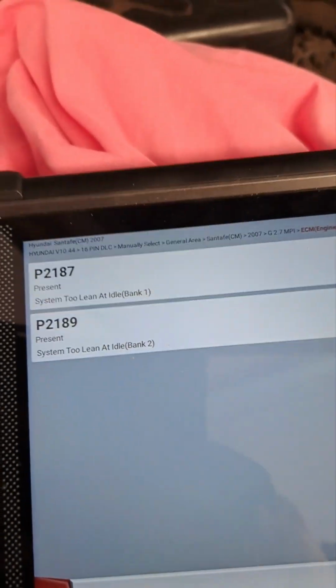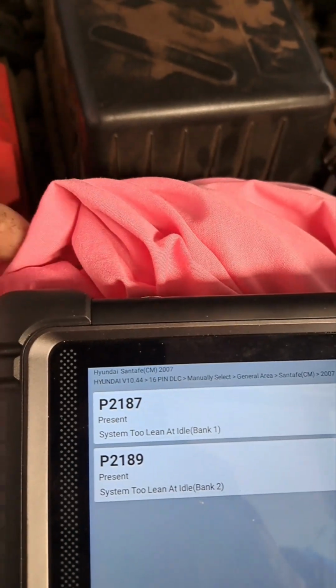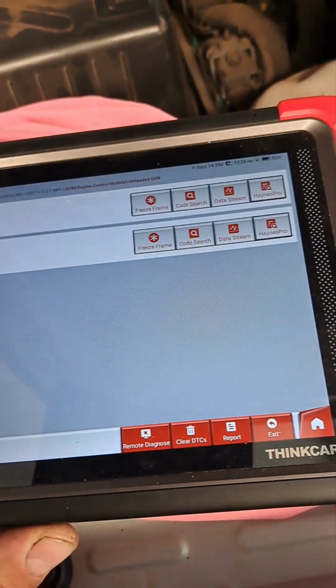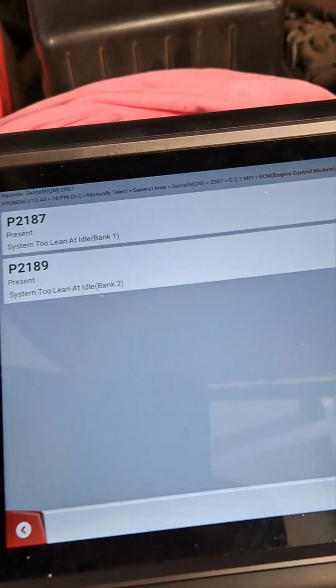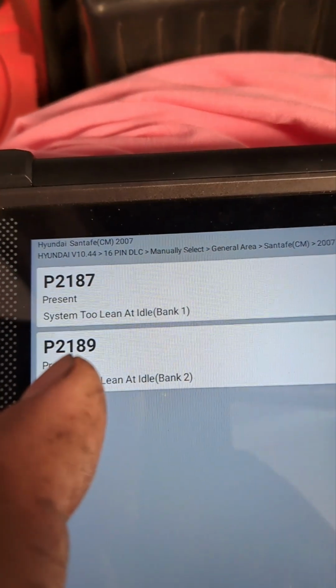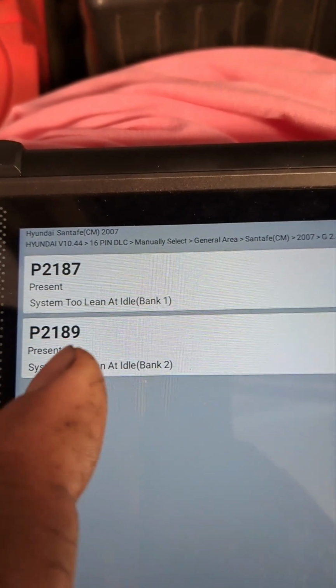Okay, here we go. Yes, I know, it's a lovely colour. That's okay, it's doing its job. I don't want to scratch my scan tool, all right? Cost me a lot of dollars. Lots of dollars. All right, so P2187 and P2189.